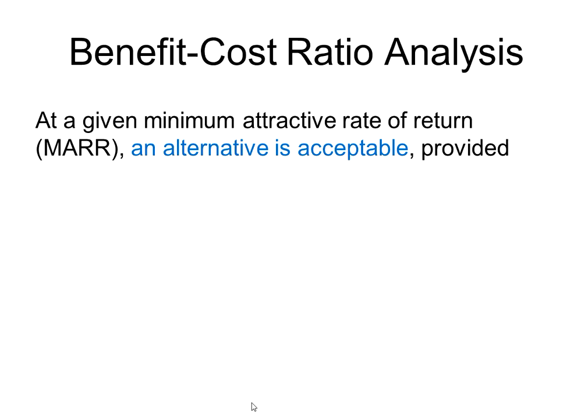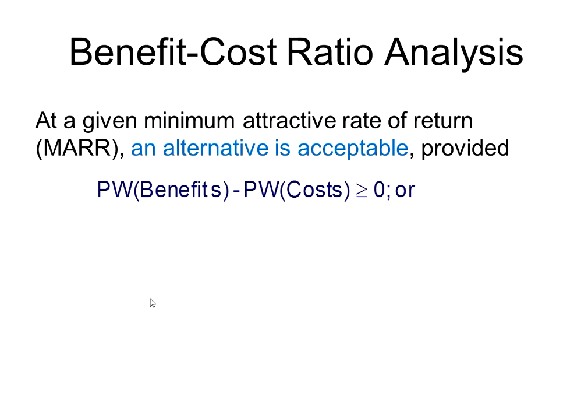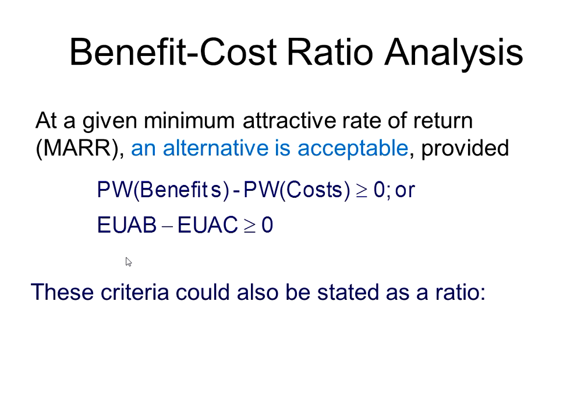So at a given minimum attractive rate of return, an alternative is acceptable provided that present worth of benefits minus present worth of cost is more than 0. Alternatively, present worth of benefits is larger than present worth of cost. Or from the equivalent uniform annual worth, equivalent uniform annual benefit minus equivalent uniform annual cost, if we're talking about annualized amounts, should also be more than or equal to 0.